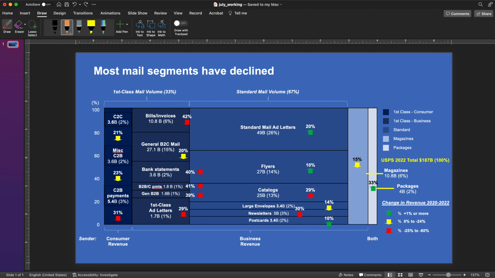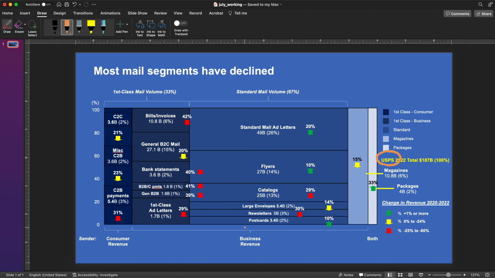Okay, here's the slide we're going to look at today. As usual, I like to take a look at the title and see what it can tell me. Most mail segments have declined. This title is pretty light on details. What kind of segments are we talking about? Well, after hunting around the slide, I can confirm that we're talking about the United States Postal Service.